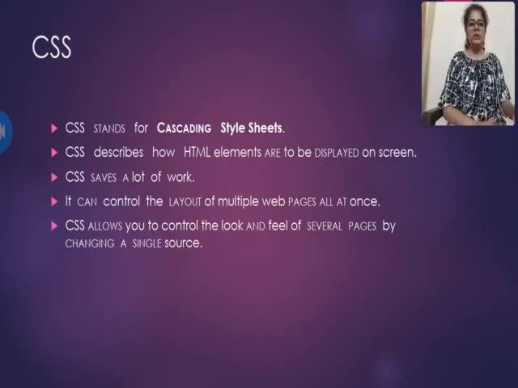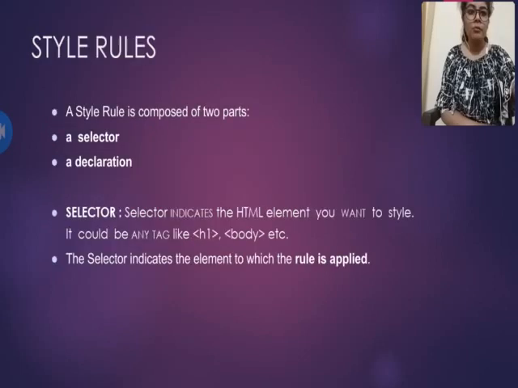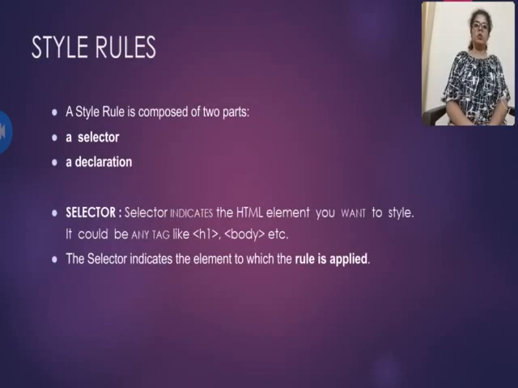So we will start with CSS, how we have to apply CSS to web pages. So these are the style rules. Style rules means you must follow the rule whenever you apply CSS on a web page. The rule is divided into two parts. The first part is selector and the second part is declaration. Now let's start with the first part, selector.